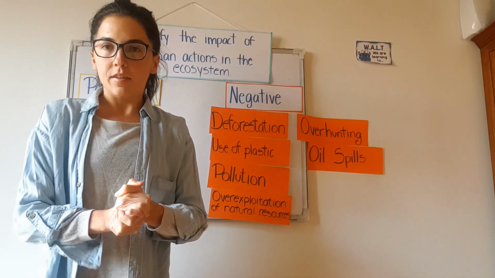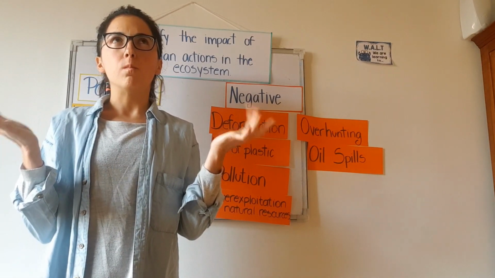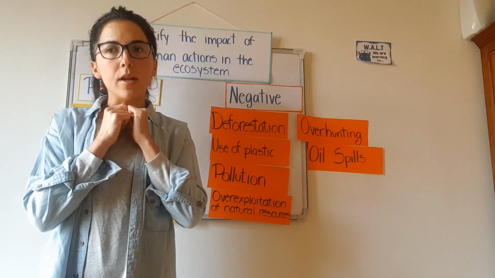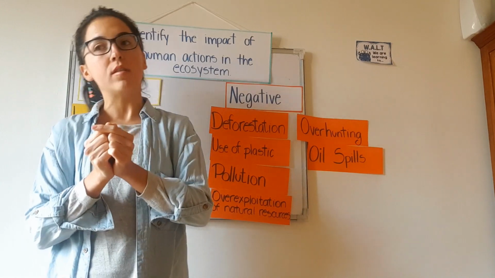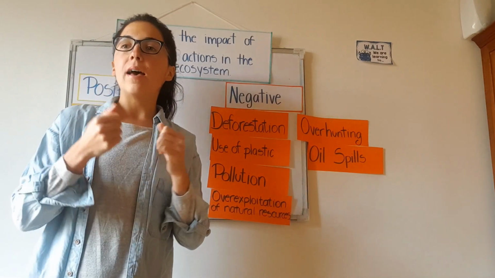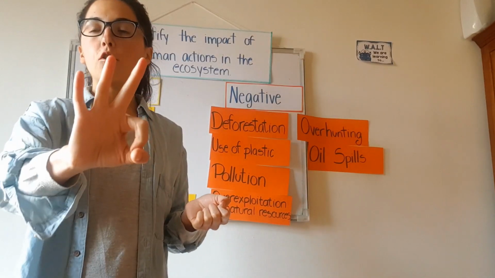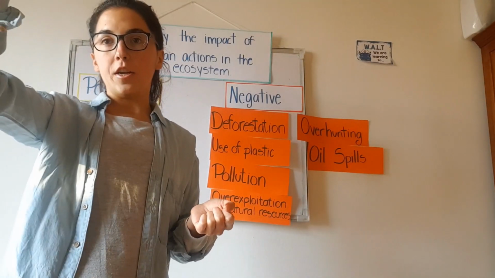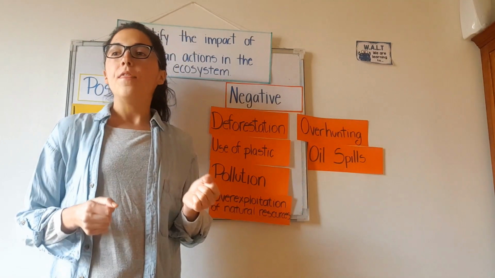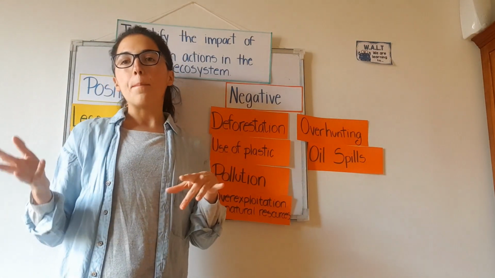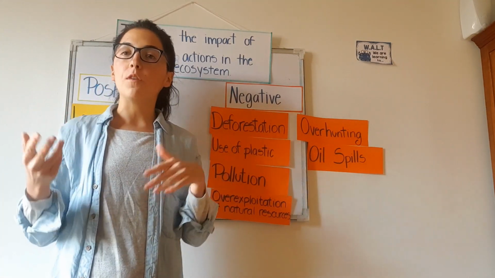So let's start talking about pollution. What is it? Pollution happens when the environment is contaminated or dirtied by waste and other substances. There are 3 forms of pollution: in the air, in the water, or in the land. This pollution can be clearly seen or sometimes is difficult to observe.